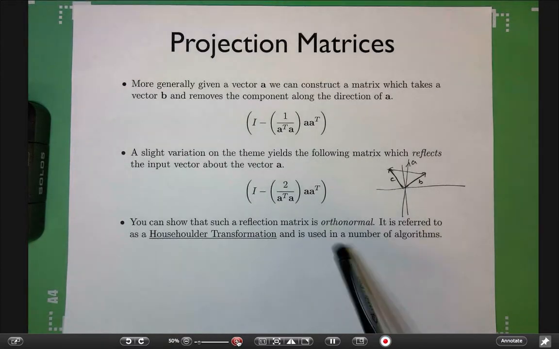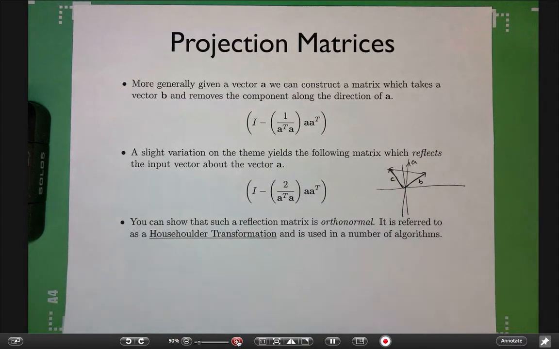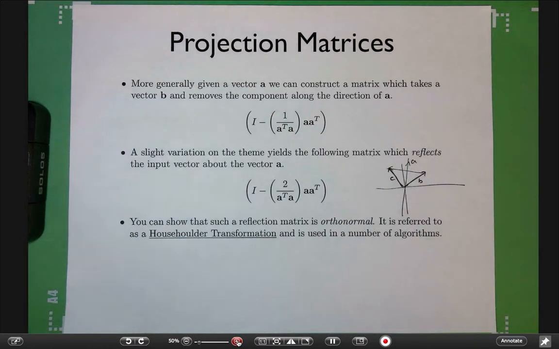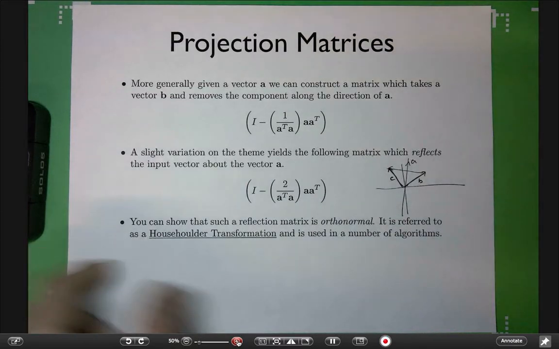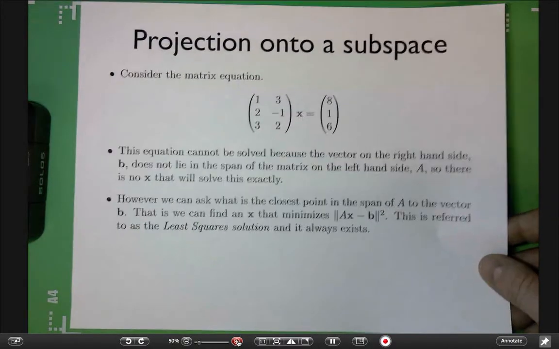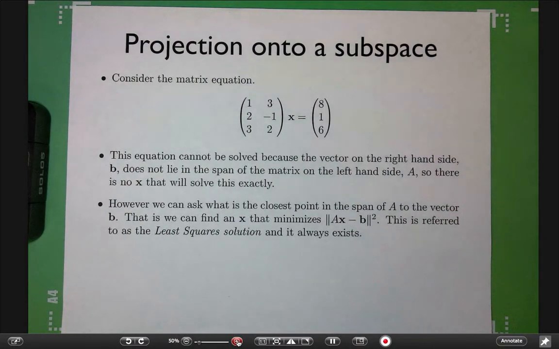These reflections are called Householder transformations. They are very important because any rotation can be expressed as a composition of 2 reflections, which is sort of interesting. Anyway, I don't mean to go into too many details on this Householder business. What I want to go into, but I will not have the time to do it today, I'll do it on Wednesday, is to generalize this projection thing into projection on a subspace, which will ultimately lead us to linear least squares. This is very important and again a very useful algorithm.